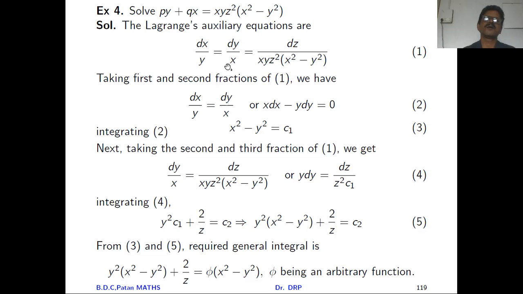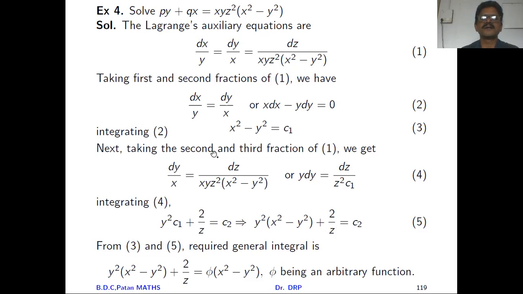So if you take the first and second fraction, it gives x dx equal to y dy, means x dx minus y dy equal to 0. So directly you will get this equation in variable separable form. Take the integration, it gives one solution. Again you multiply here by 2, so 2x dx minus 2y dy equal to 0. And then you take the integration. There you will get 2 into x square upon 2 minus 2 into y square upon 2 equal to c1. So the 2 from each term on the LHS gets cancelled, and it gives one solution as x square minus y square equal to c1, that is u equal to c1.